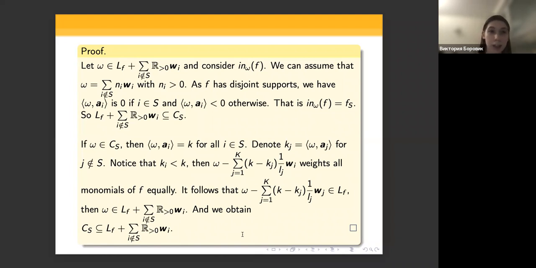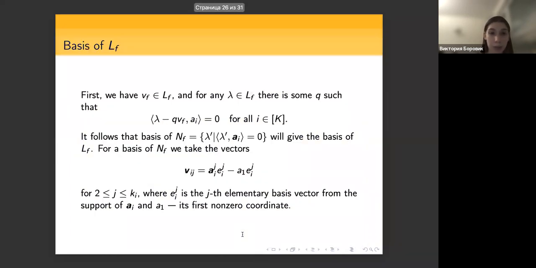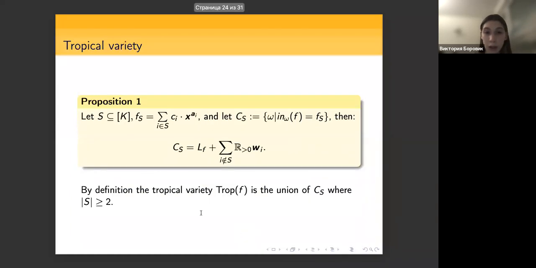A bit more technical proof. Okay, so what do we obtain? Now we understand that C sub S is the sum of the homogeneity space and such a cone. And we understand what the generators of this cone are. If we understand what the basis of the homogeneity space is, everything will be clear. We completely construct the structure of our tropical variety.